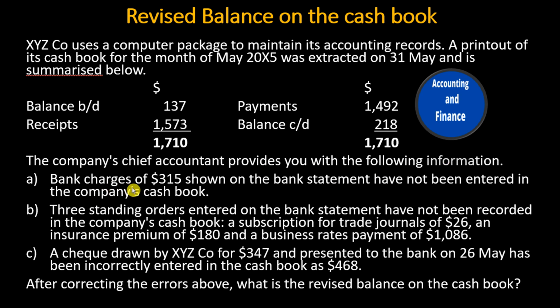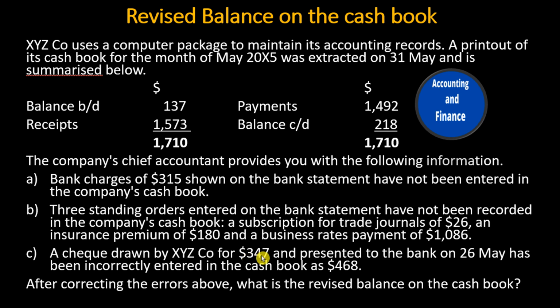A. Bank charges of $315 shown on the bank statement have not been entered in the company's cash book. B. 3 standing orders entered on the bank statement have not been recorded in the company's cash book. A subscription for trade journals of $26, an insurance premium of $180, and a business rate payment of $1,086.